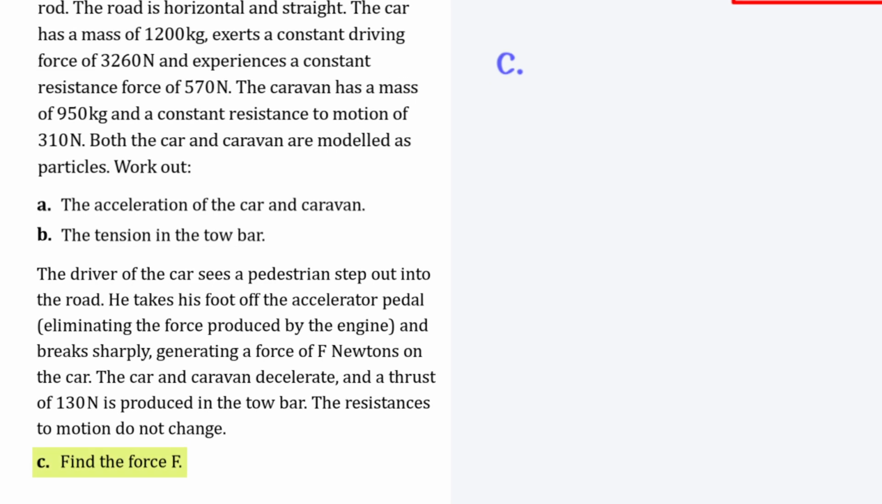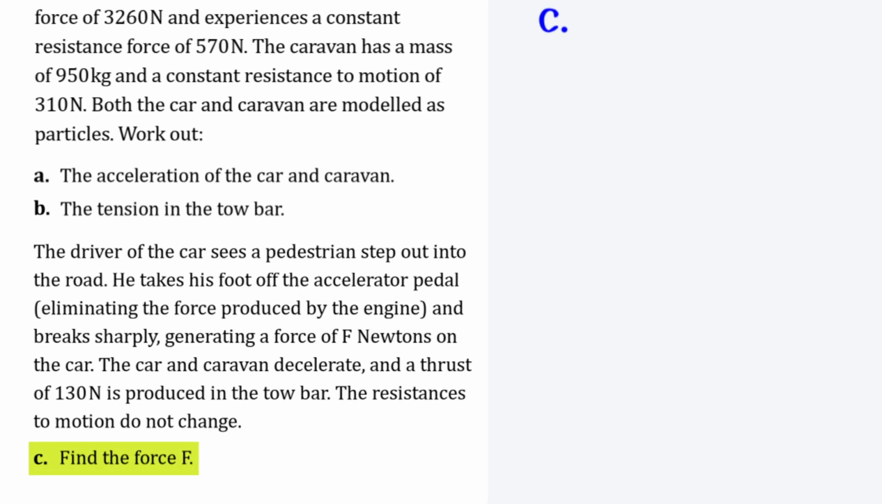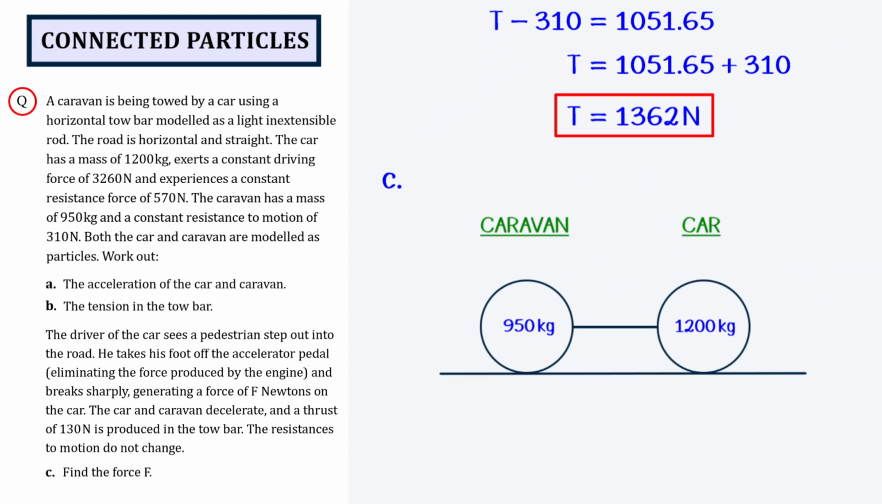For part C, we need to find the force generated on the car after the application of its brakes. So let's draw another force diagram of the car and caravan to illustrate this new situation. This time there's no longer a driving force acting on the car because the driver's foot was taken off the accelerator pedal. So the only forces acting on the car now are the force due to the brakes, which we can label F, and the 570 newtons resistance to motion force, which doesn't change if the brakes are applied. And note that both of these forces act in the opposite direction to the motion of the car.